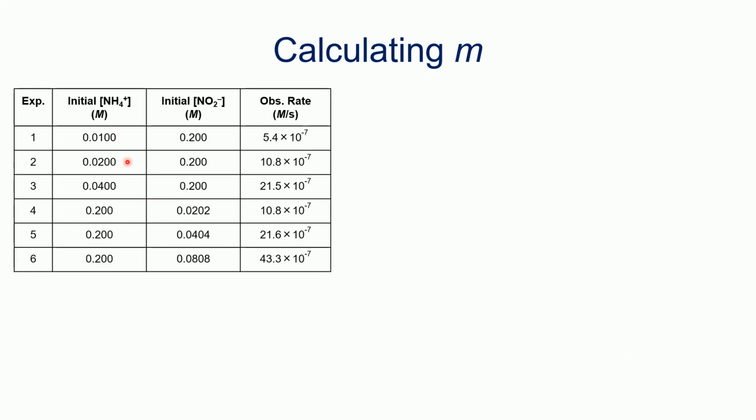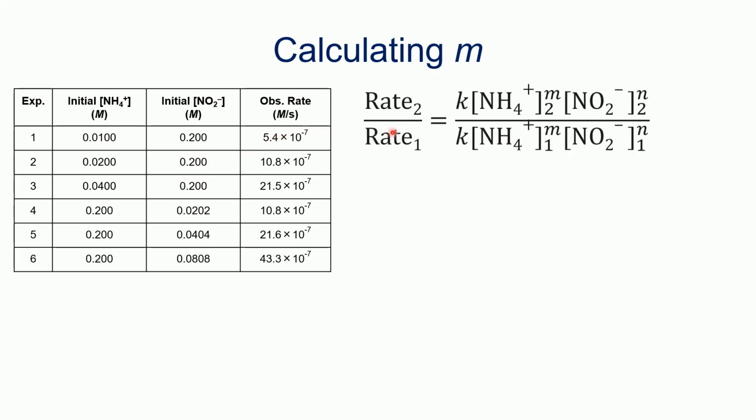All right, so here I've shrunk the table down a little bit. Hopefully you can still see it just fine. I've shrunk the table down so that we'll have more room for our calculation here. So rate 2, we're just going to take this number, the 10.8 times 10 to the negative 7, and put that in there.